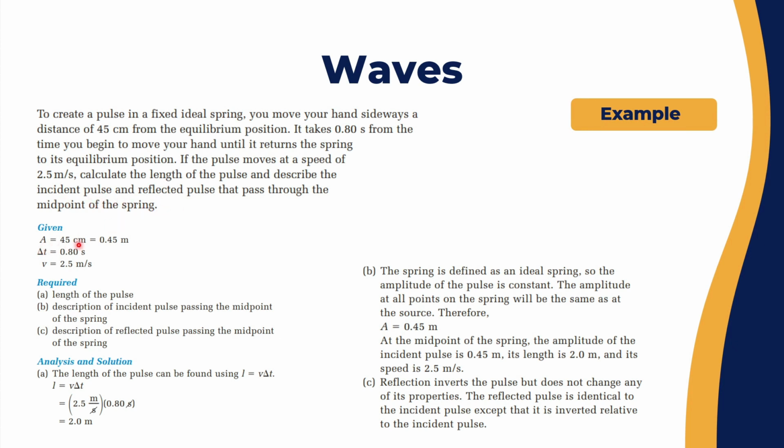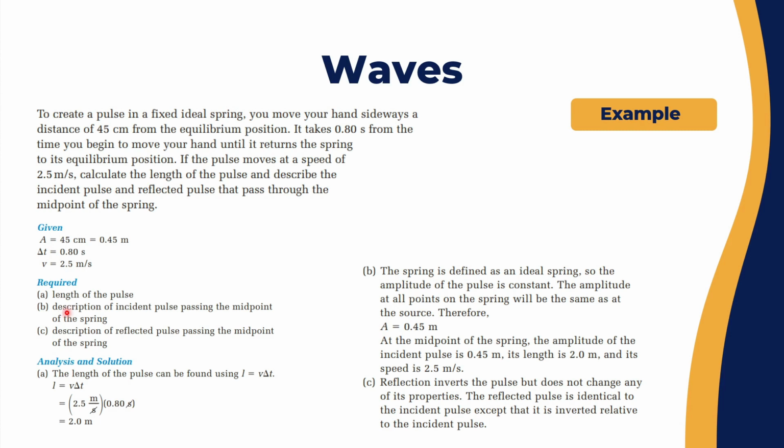What's given? We have A as 45 centimeters. Of course, unit-wise, we need to have it in meters, so that's 0.45 meters. Delta t is 0.8 seconds, and the velocity is 2.5 meters per second. Find the length of the pulse. So we're talking here about pulses, not about waves. So the law for the pulse, we already know it. Length equals v times delta t. We have v as 2.5, delta t is 0.8. That would give you a length of 2 meters.